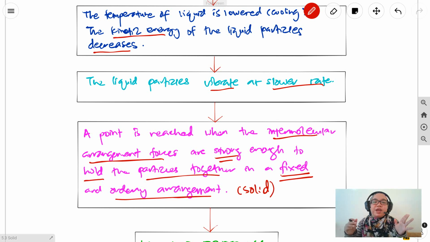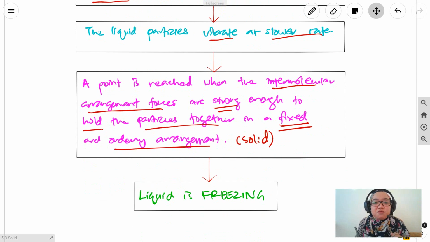So when these liquid particles reach a point where the intermolecular attractive forces are strong enough to hold the particles together in a fixed and orderly arrangement, that is when the liquid is freezing. Liquid is freezing from a liquid phase to a solid phase. So that is how the freezing process happens. Okay? So liquid changes into solid. So now we have from water to ice.